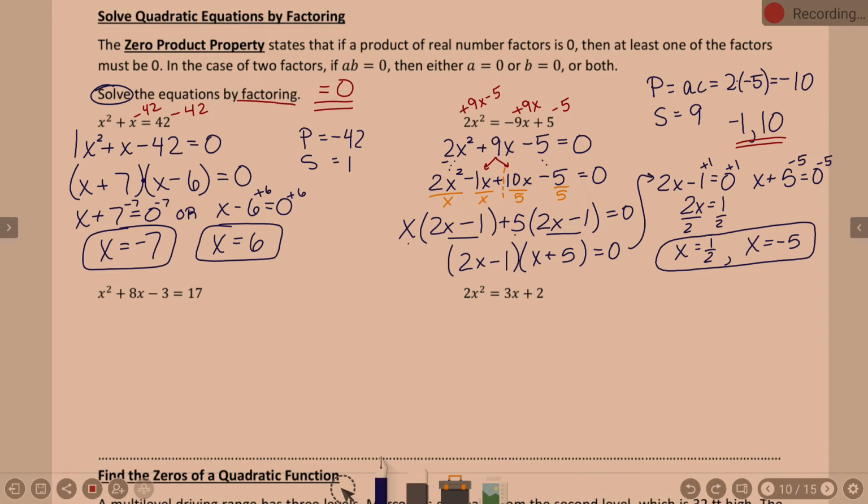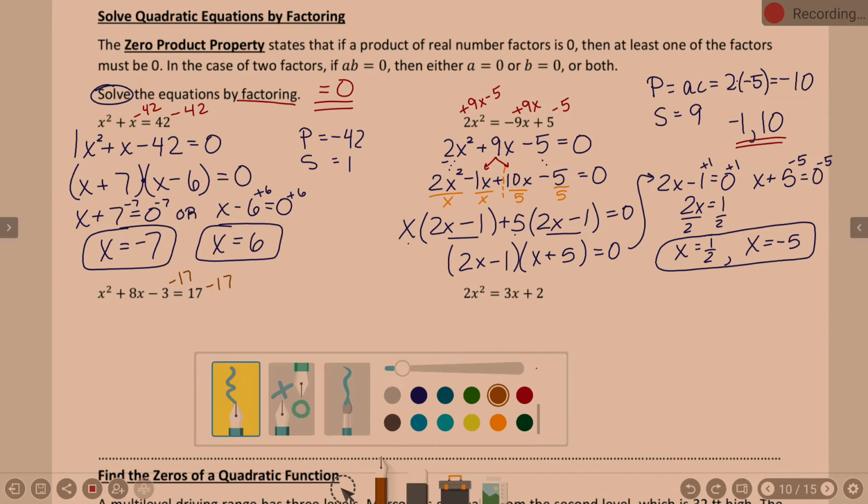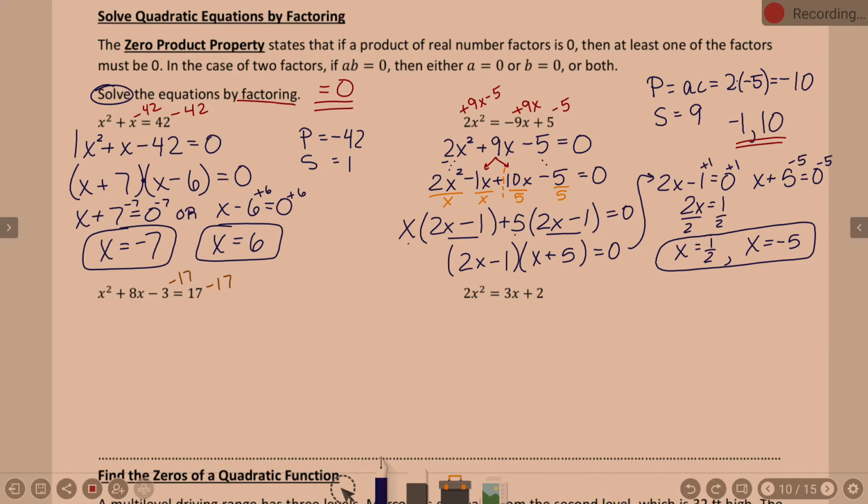x squared plus 8x minus 3 equals 17. Subtract 17. And why am I subtracting 17? You have to have it equal to 0. Before I can start anything, it has to be equal to 0. So, x squared plus 8x minus 3 minus 17 is minus 20 equals 0. Officially, we should check for a GCF. Is there one? No.